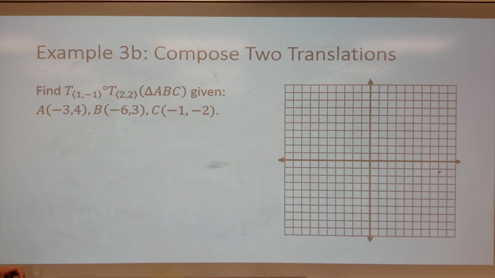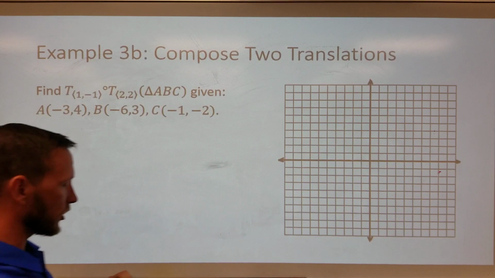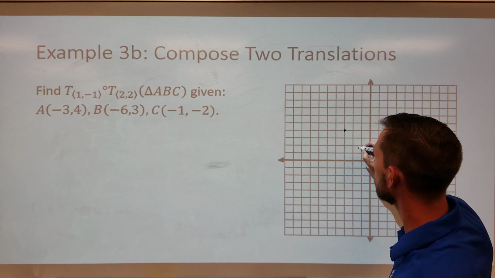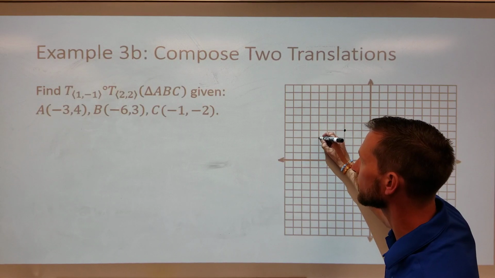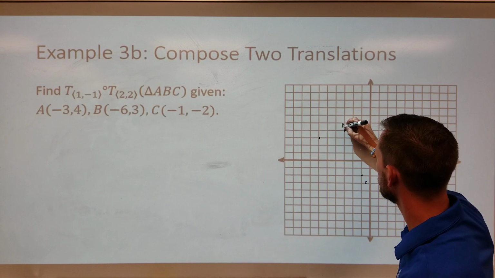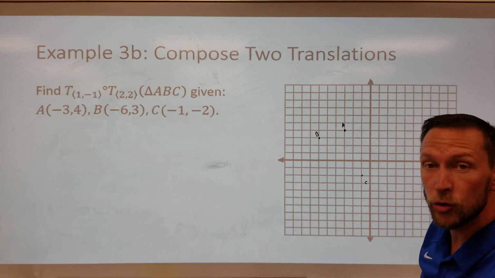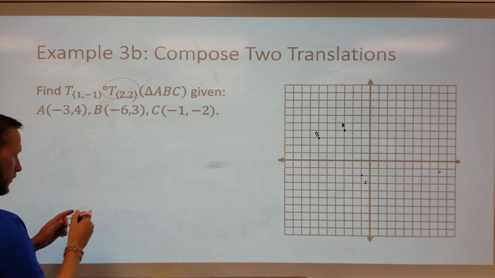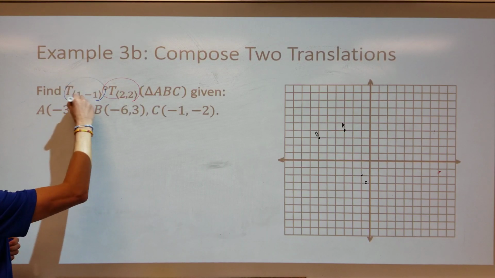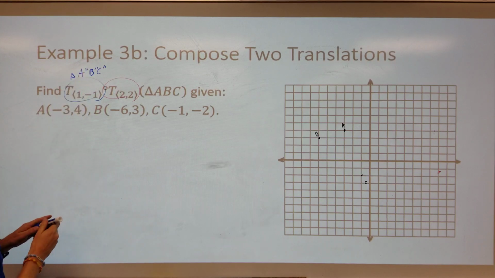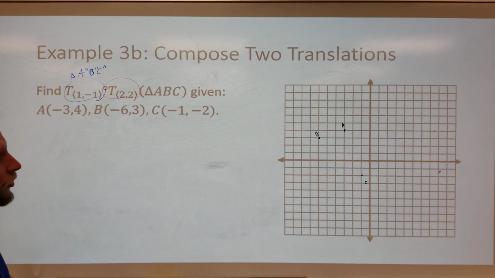Here I have a triangle, and we are going to translate that triangle to the best of our ability. Example 3b. We've got triangle ABC, which is located at -3, +4. We've got -6, +3, and -1, -2. This is C, A, and B. And we're going to do double translations. I'm going to do translation 1 in red, and then translation 2, double prime, in blue. All right? So the first one is up 2 over 2.